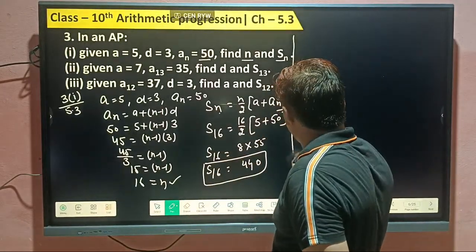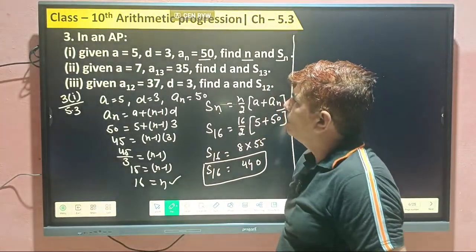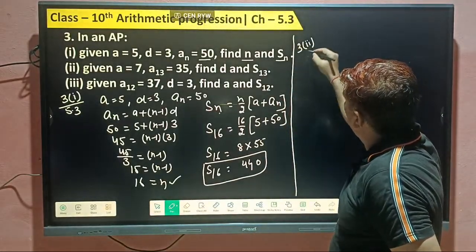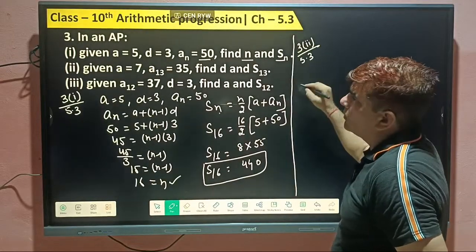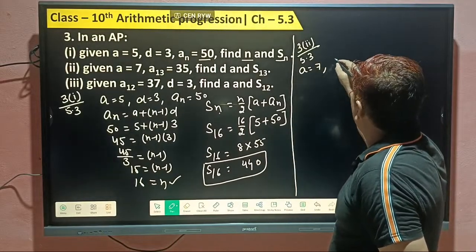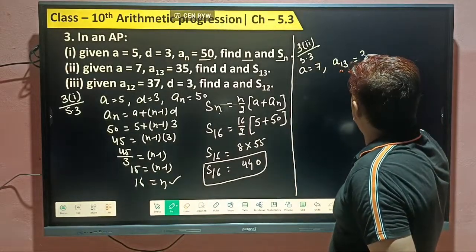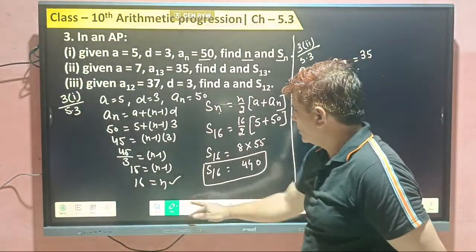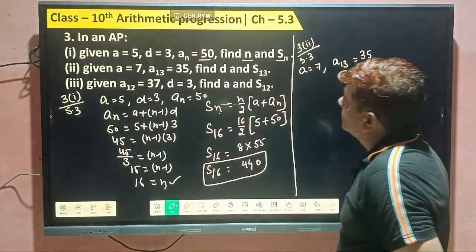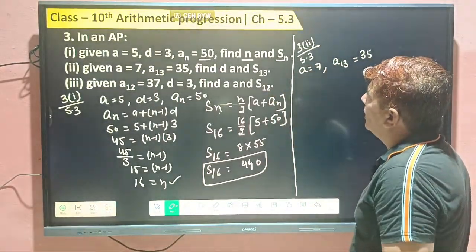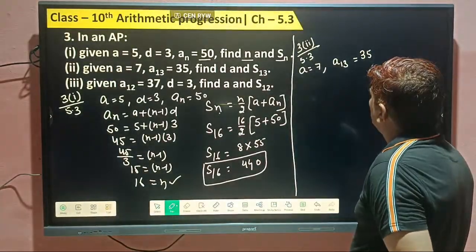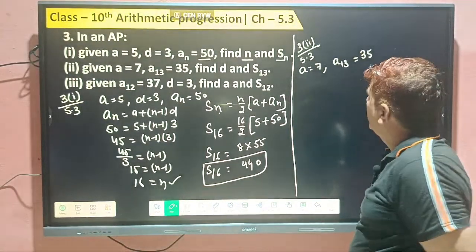So all parts are easy. Third question, second part. A equal to 7, A13 is given, equal to 35. Find D and S13. So first we will find out D.